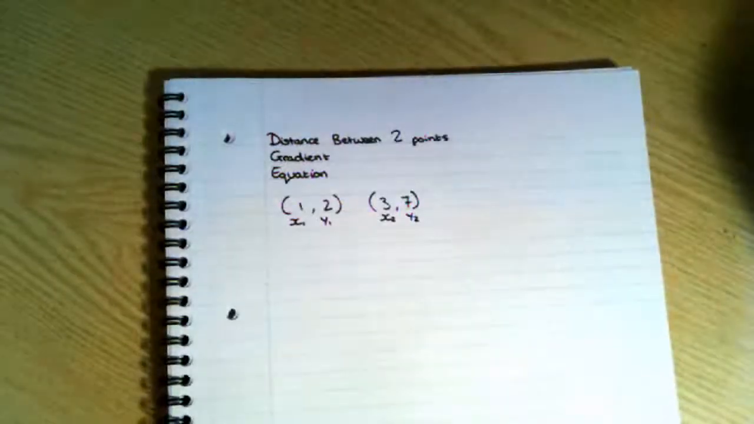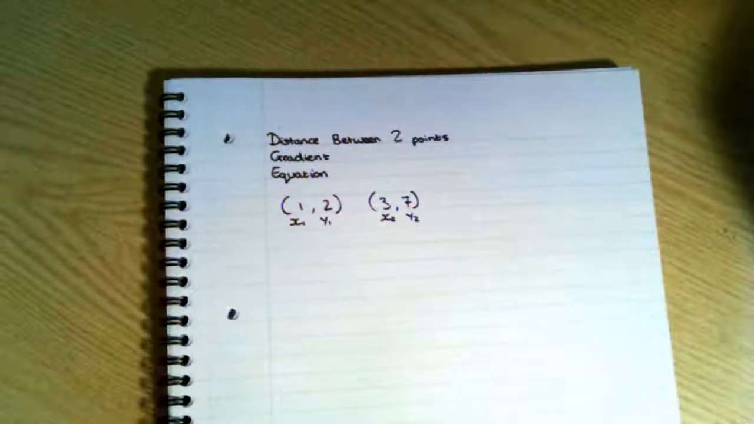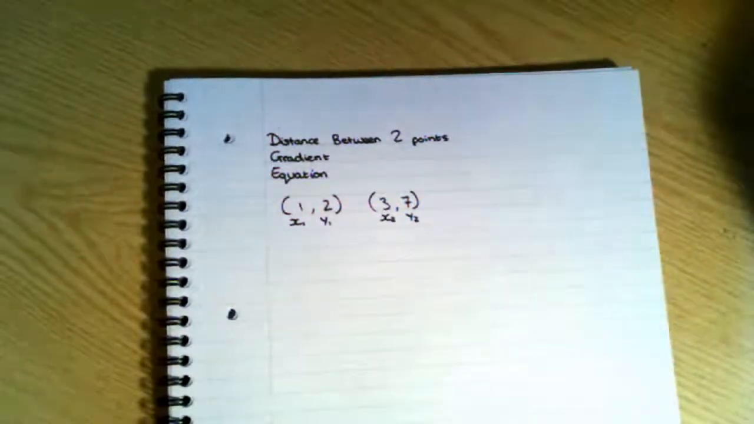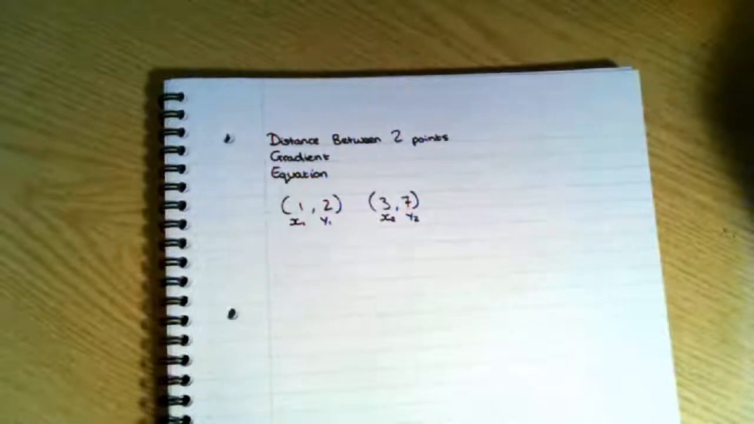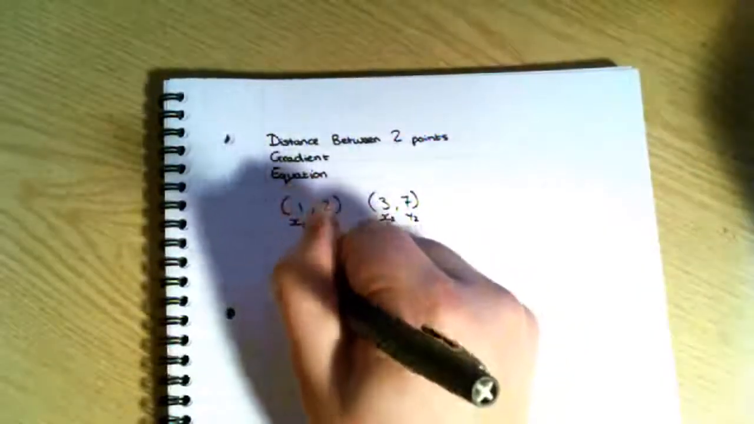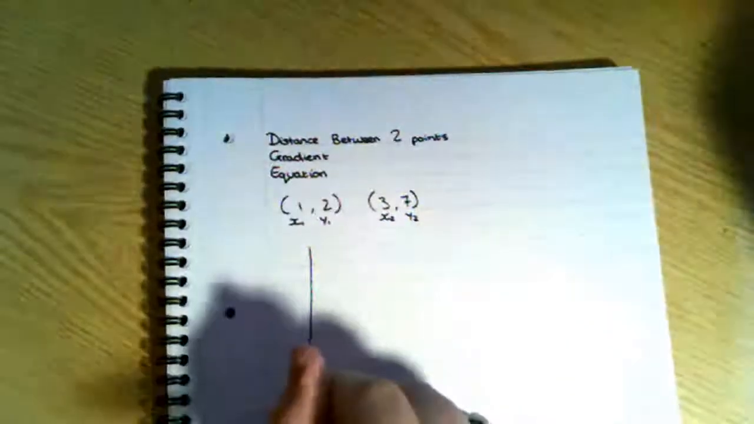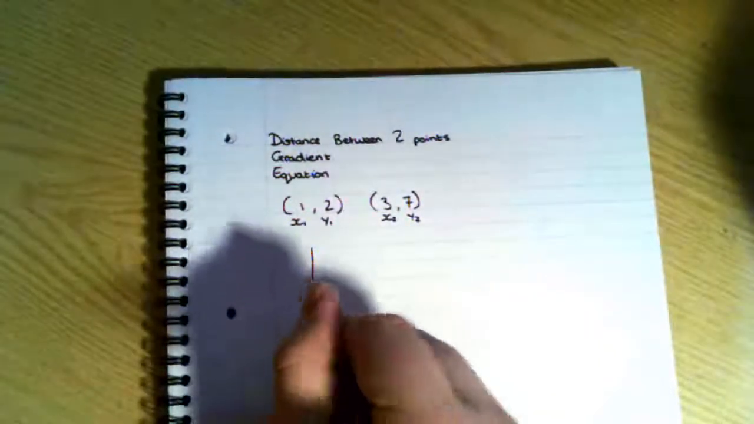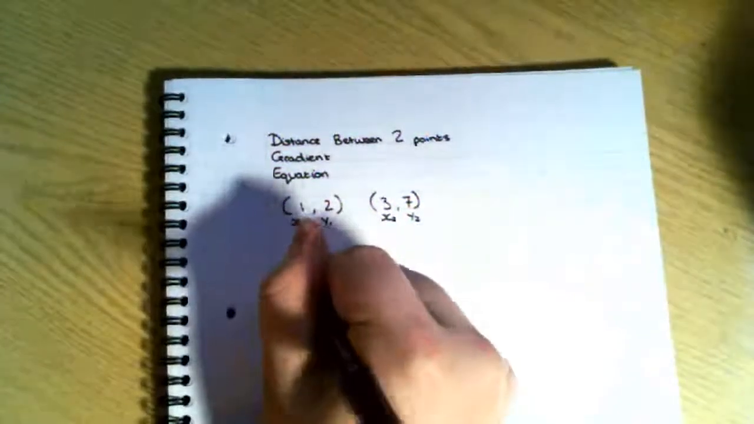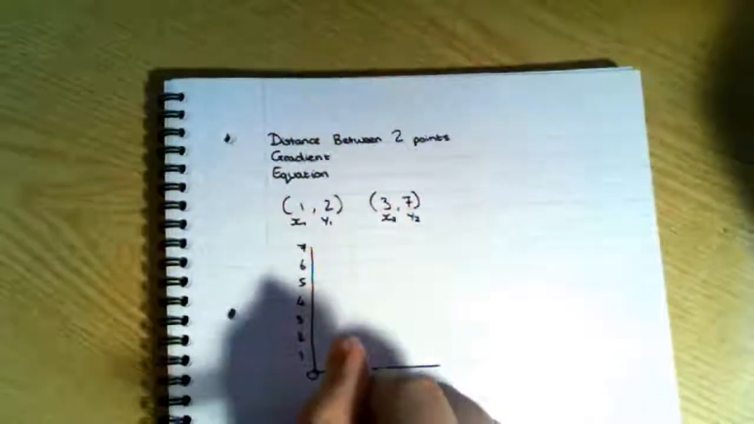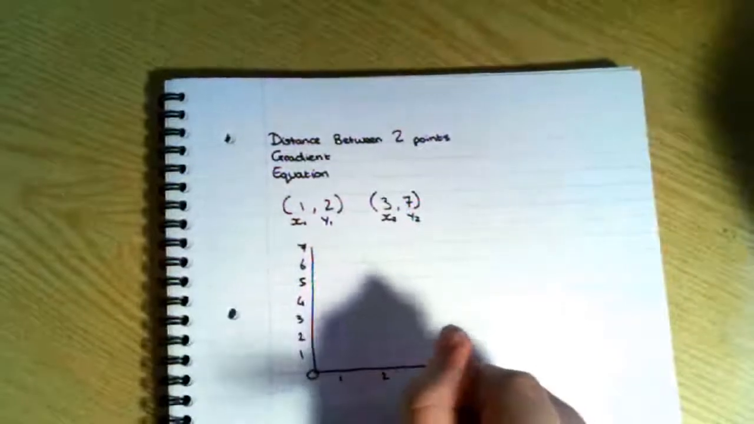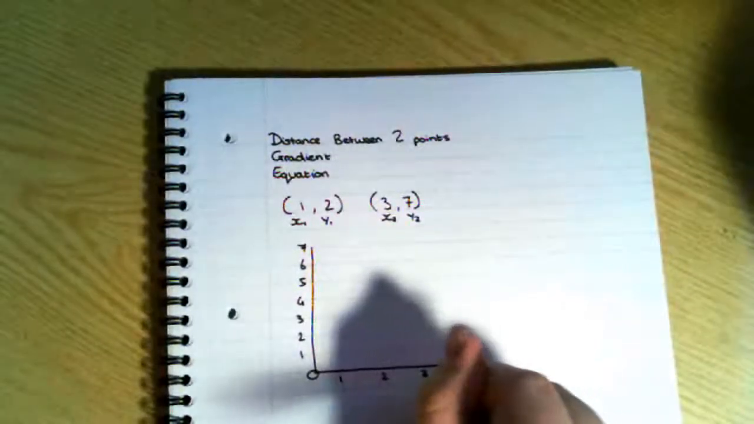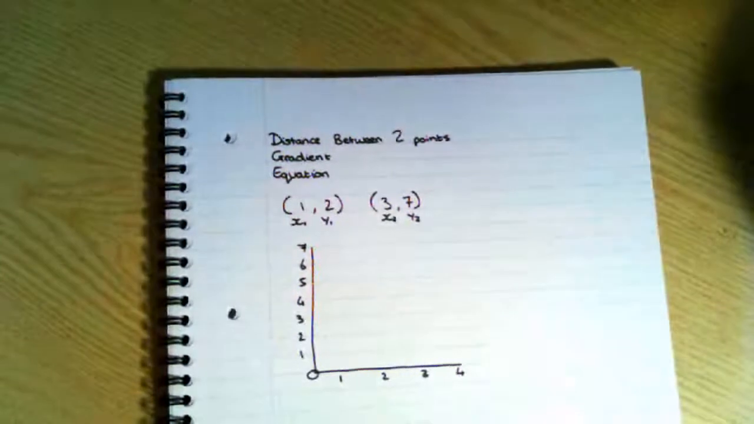Now, once you've done that, the first thing I recommend doing is actually drawing the situation. I find actually seeing things is a lot better than trying to picture things in your head. So we'll do a quick graph. There we go. Now plot the points.